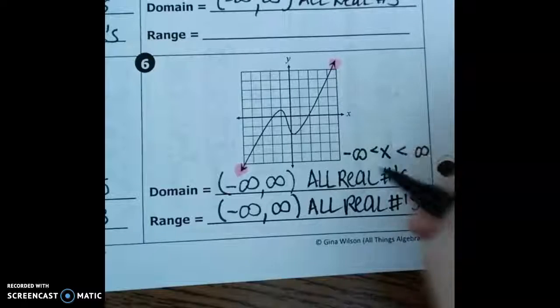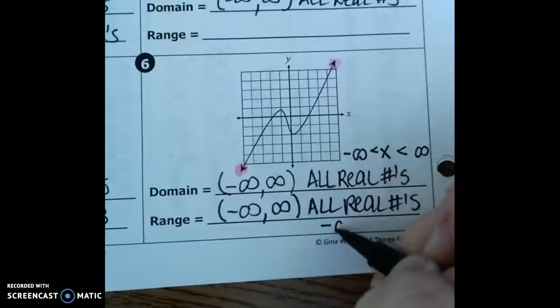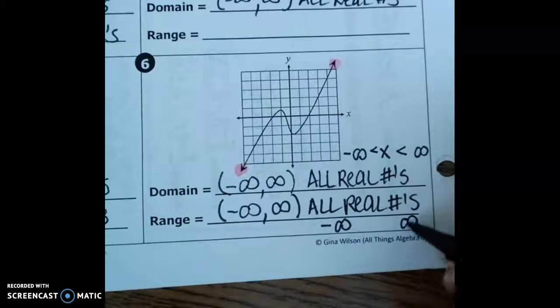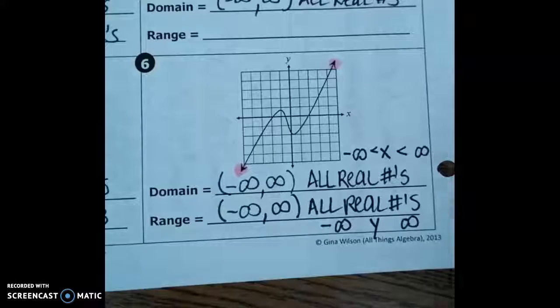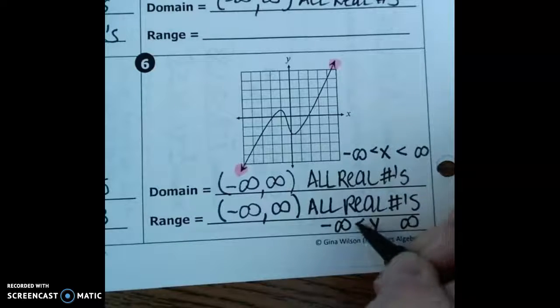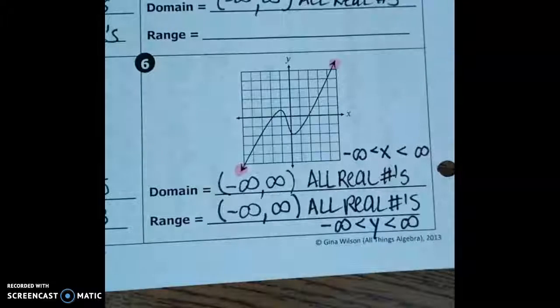And we could use this same sort of interval notation. -infinity is the smallest, infinity is the largest. We're talking about y values because it is a range, and you can't be equal to infinity, so we're just going to use our less than symbols.